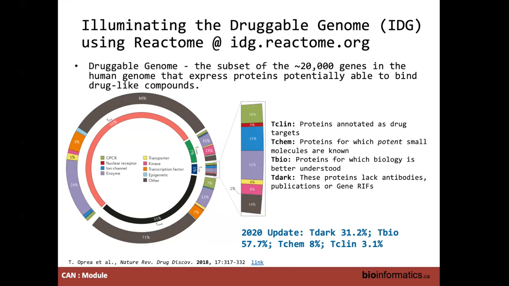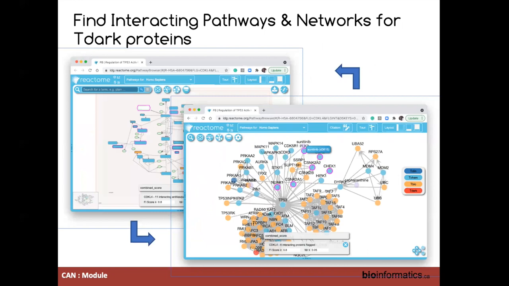The project which Reactome undertook here was to develop a web portal to integrate resources collected from the Target Central Resource Database, which is the database that underlies the IDG project. We also incorporated data from other sources to provide a pathway-centric view for understudied human proteins. Specifically, our tools allow users to search for a protein and visualize the Reactome annotated pathways and pathways that are accessible via one-hop pairwise interaction.